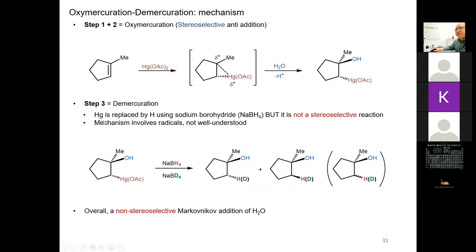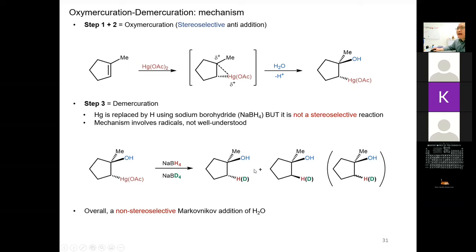So the net result is the mercury is replaced by H. Okay, the mercury becomes H, see here. If you use sodium borodeuteride, NaBD4, with D instead of H, then the mercury will be replaced by the D.